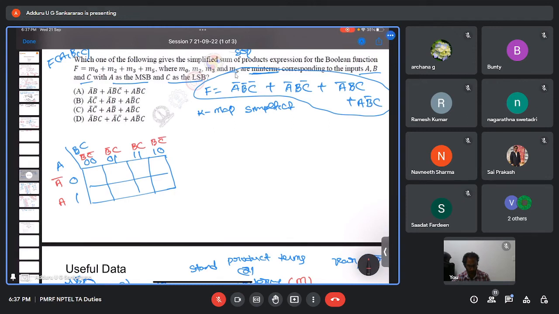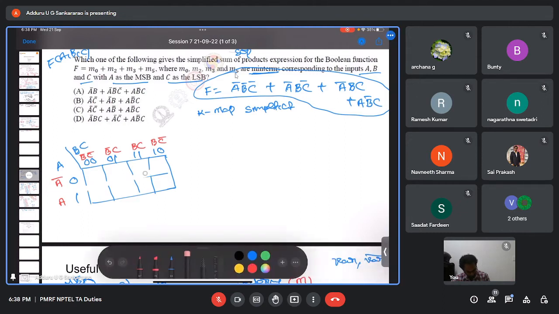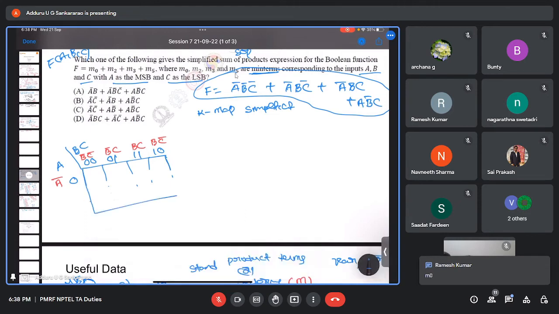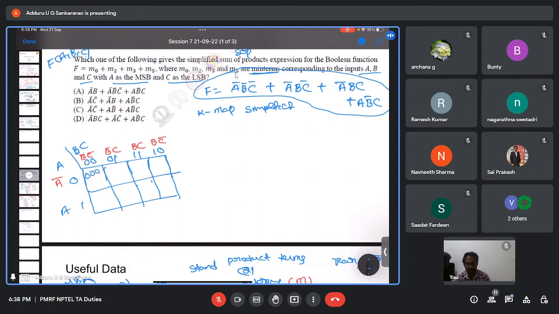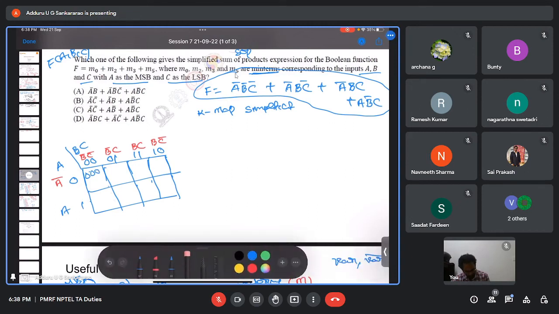Now for each cell we will give some numbering. If we give numbering for the first cell, what is that? The first cell corresponds to A bar, B bar, C bar. So A bar is 0, B bar C bar is 00. That means this is min term 0.